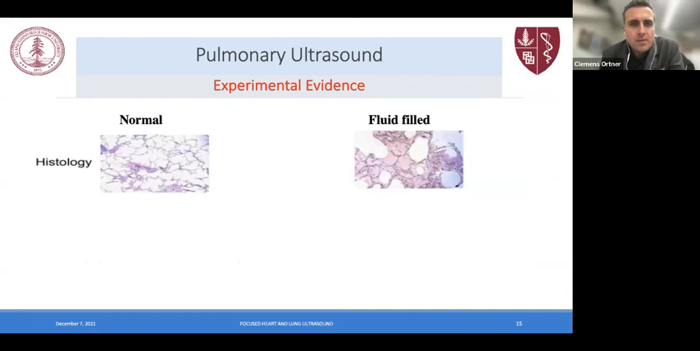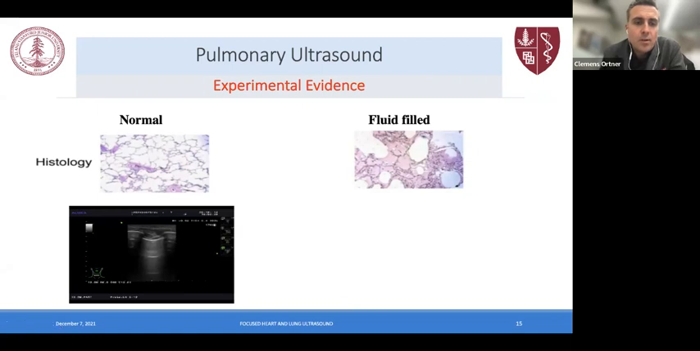Yes, some evidence. Here on the left side, you see a histology of a healthy lung where you see the alveoli filled with air. And on ultrasound, you see these so-called A lines. What are A lines? The ultrasound comes from the probe through the tissue and then hits the pleura. There's a very strong reflection because there's a significant change in ultrasound impedance between the tissue and the air.